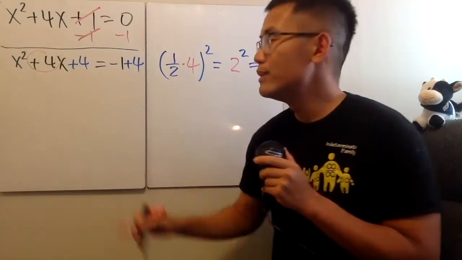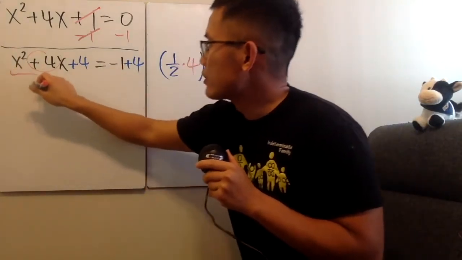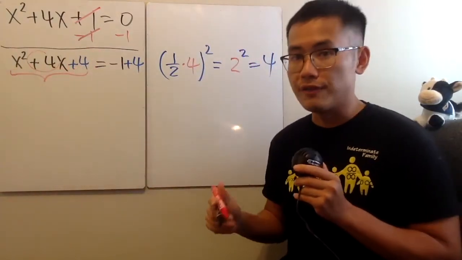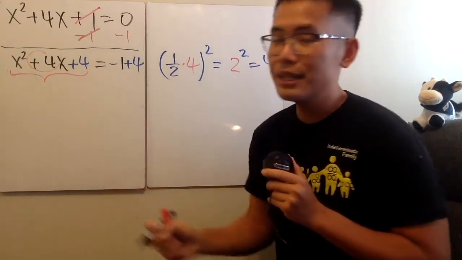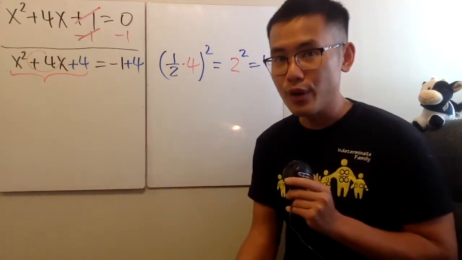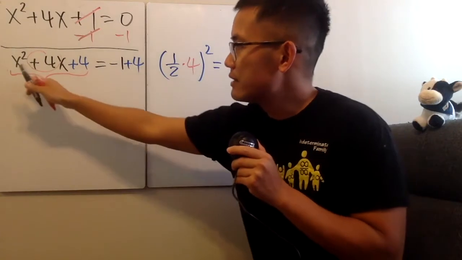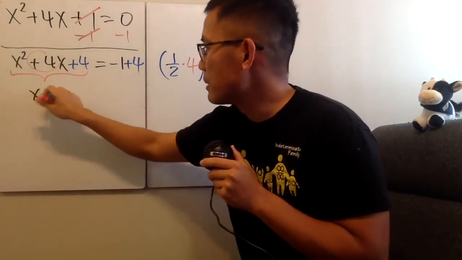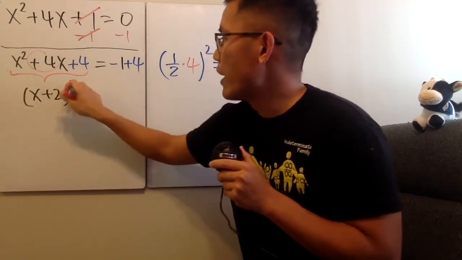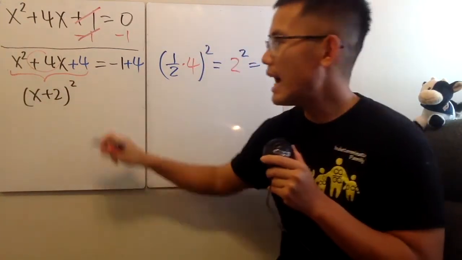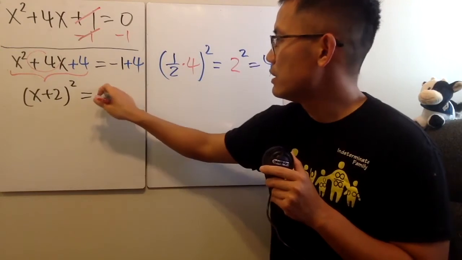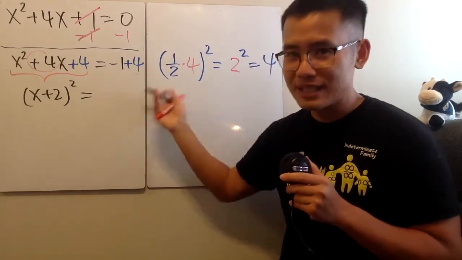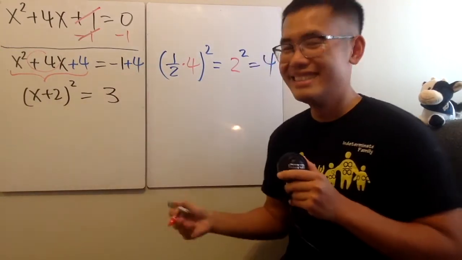And now, the left-hand side, this right here is going to be so nice because you can actually factor it. And if you factor that, you will always get a perfect square. This right here is x plus 2 times x plus 2, and we actually end up with x plus 2 squared. And then for the right-hand side, negative 1 plus 4, that's equal to 3.